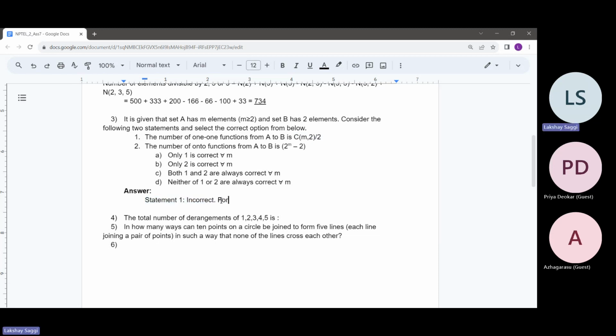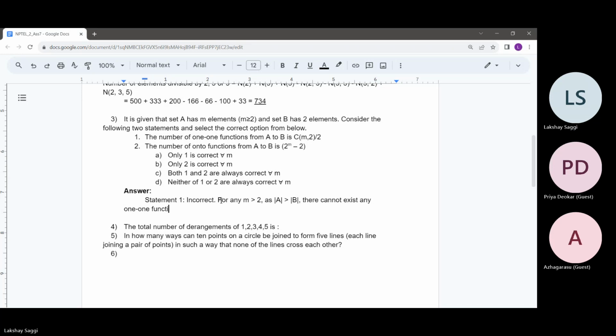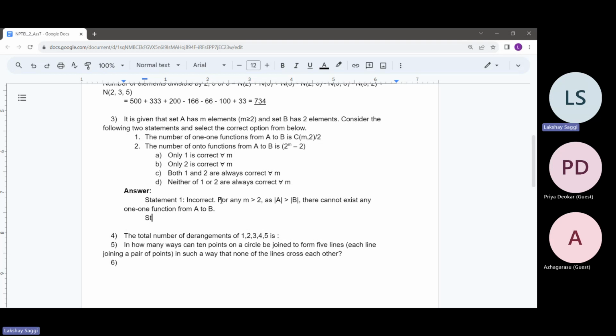So basically, for any m greater than or equal to 2, as the size of set A will be greater than the size of set B, there cannot exist any one-one function from A to B. I hope this is clear to everyone. So now let's check whether statement 2 is correct.